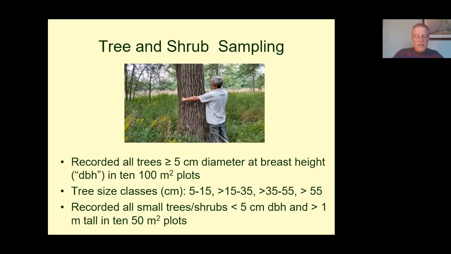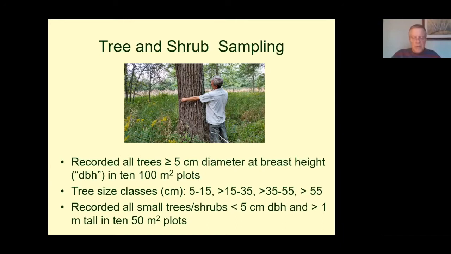For the tree survey, I recorded trees of all species, all trees greater than or equal to 5 centimeters diameter at breast height, or DBH, where breast height is 1.4 meters above the ground, in 10 100-meter square plots centered on each transect. I recorded trees in 4 diameter size classes, which you see in the middle bullet here on this slide.